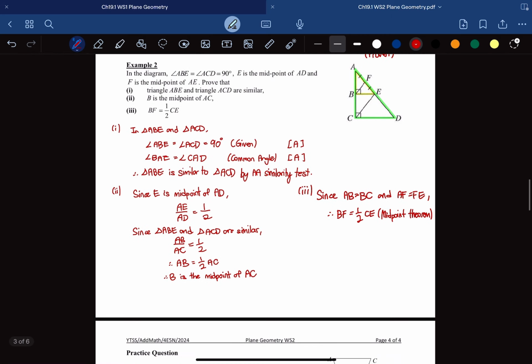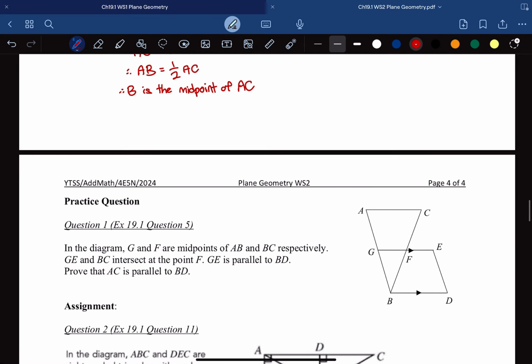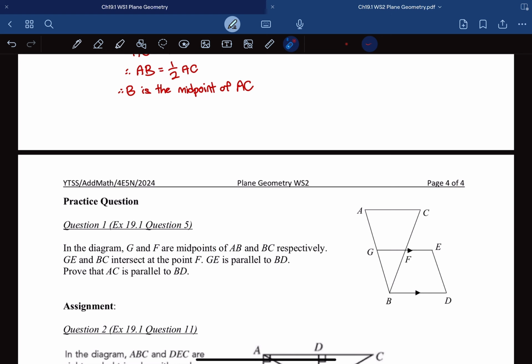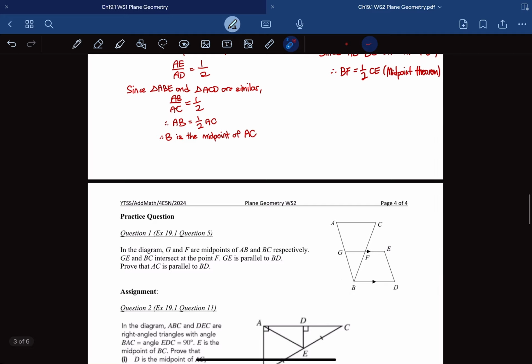Then now for the last one, I will finish up with practice question 1. You can go back and try yourself first. It takes almost 2 minutes to finish this practice question. Then once done, you can continue this video to see how to solve practice question 1. If not, let's look at practice question 1.